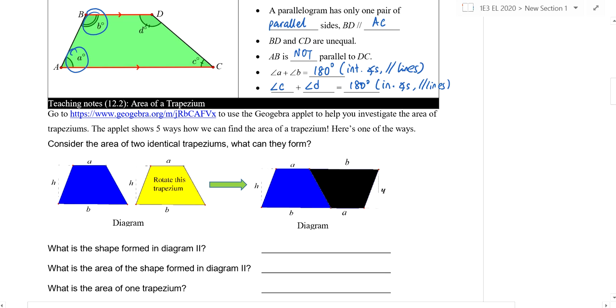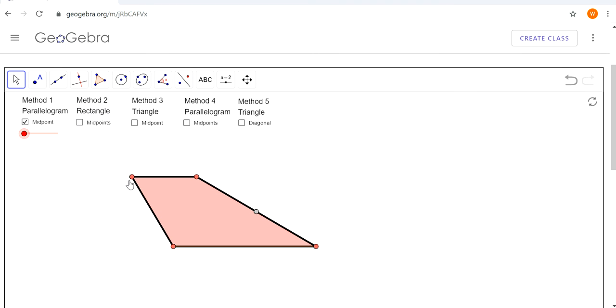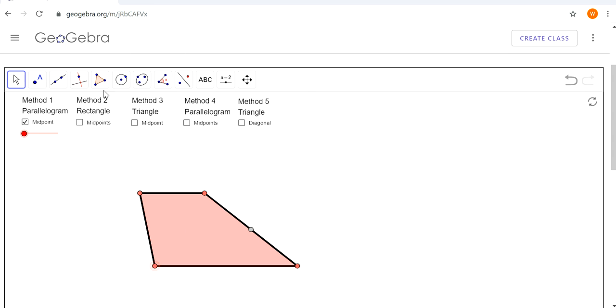Okay, now we will find out about the area of a trapezium. By clicking on this link, it will bring you to this page. Here we can adjust the shape of the trapezium that we want. You're free to adjust any of this. There are 5 different methods shown over here to derive the area of a trapezium. Now I'll be showing you method 1. It is called parallelogram.